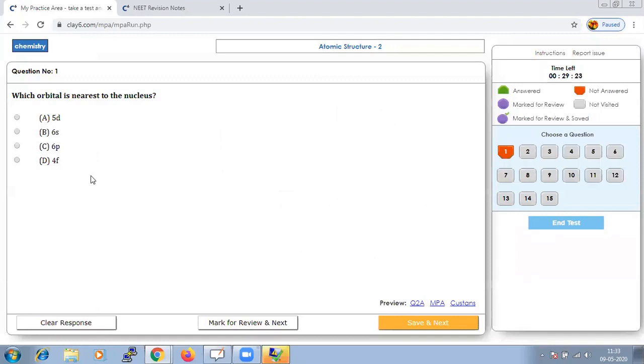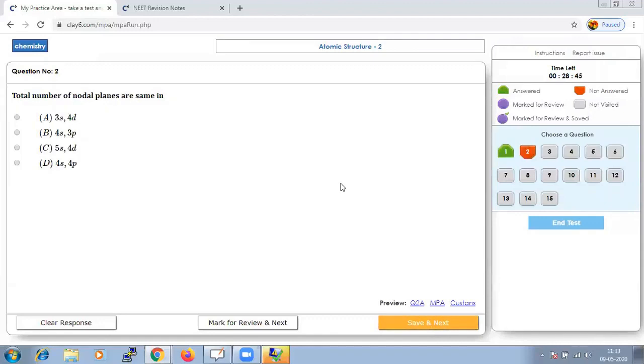So how will you decide which is nearest to the nucleus? We have to analyze the concept of our Aufbau principle, where electrons are being arranged. So among these, you have to look at the series of your arrangement and you could find out which is nearest to the nucleus. From the Aufbau principle, you will be able to find that.